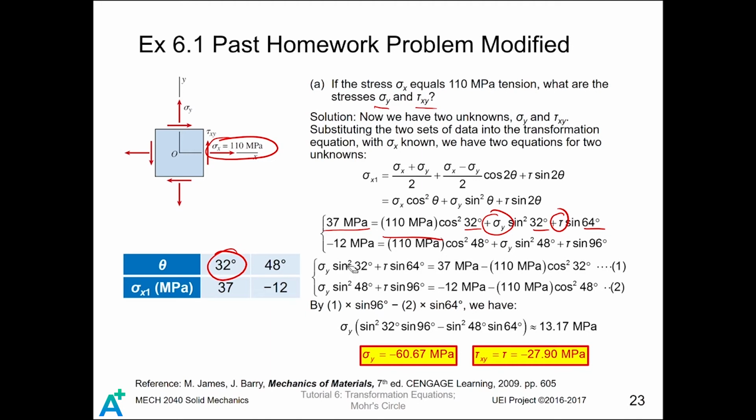Similarly, for the 48 degree inclined case, sigma x1 equals minus 12, sigma x is known, and the angle is 48 times 2. Then in this equation, the unknowns are just sigma y and tau. With this information, you can rewrite the system to solve for tau and sigma y. It involves a lot of numerical operations, but I think you can handle it. The answers are sigma y equals minus 60.67 MPa, while the shear stress is minus 27.9 MPa.